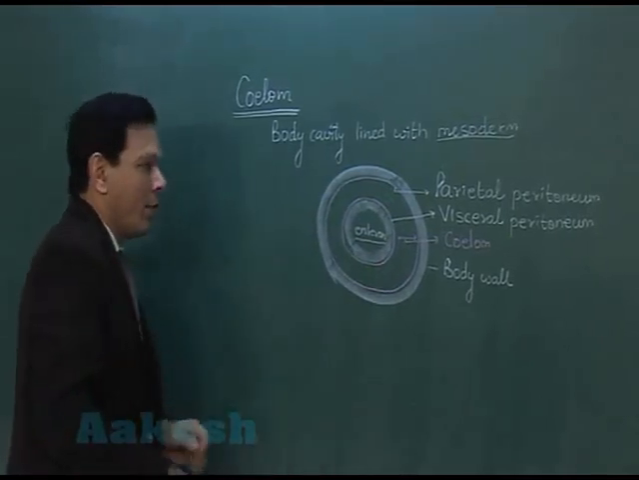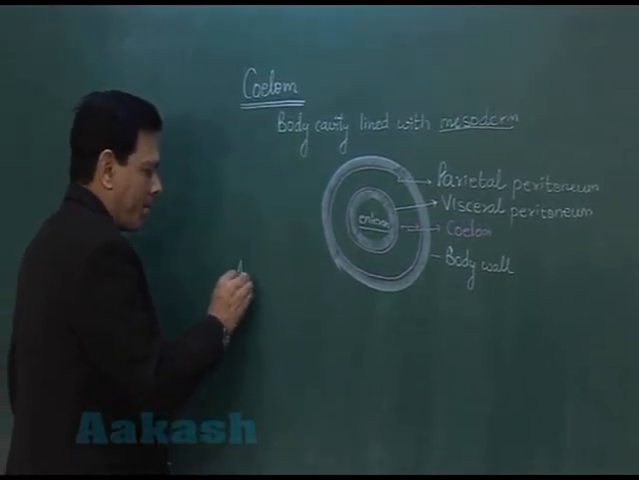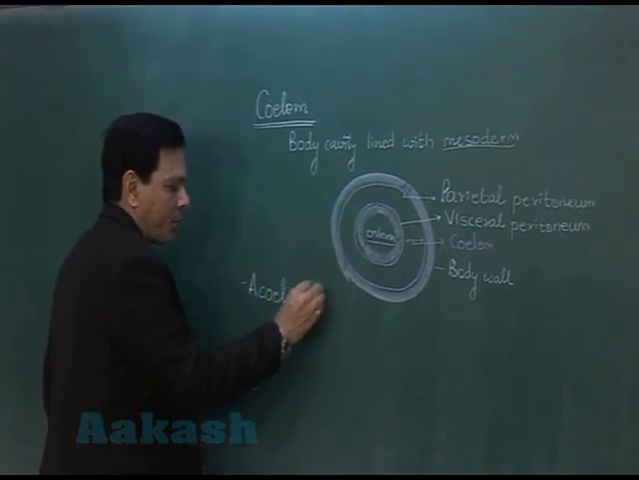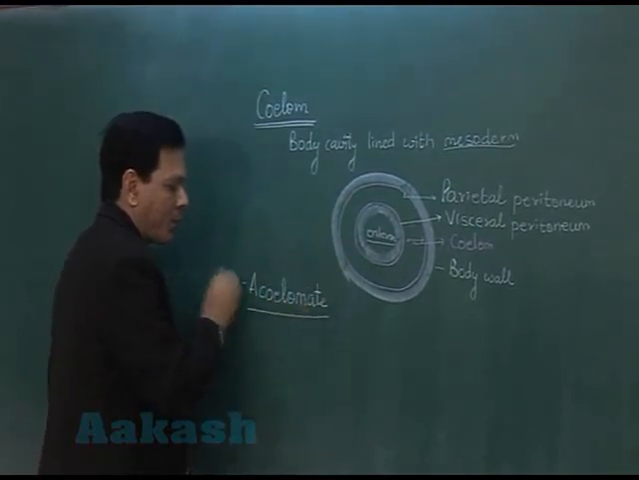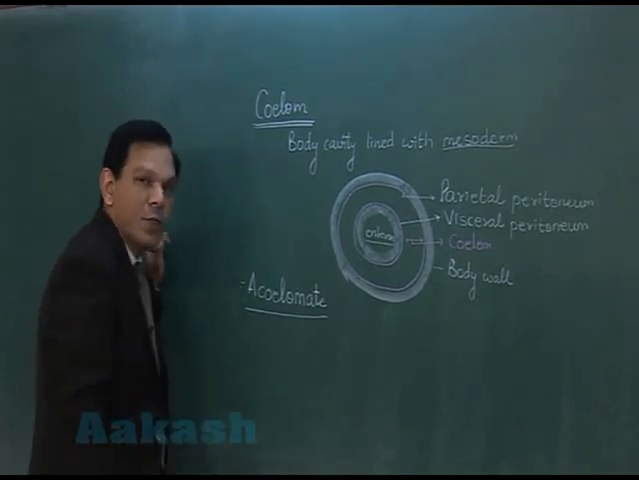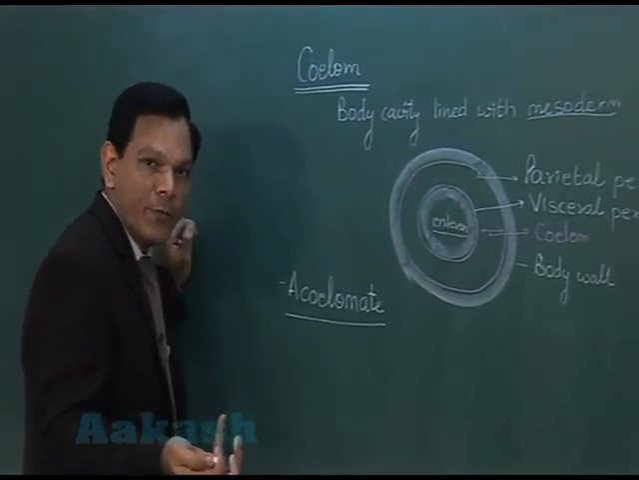Now, on the basis of coelom, the animal can be acoelomate. Acoelomate means there is no coelom. Coelom is absent.